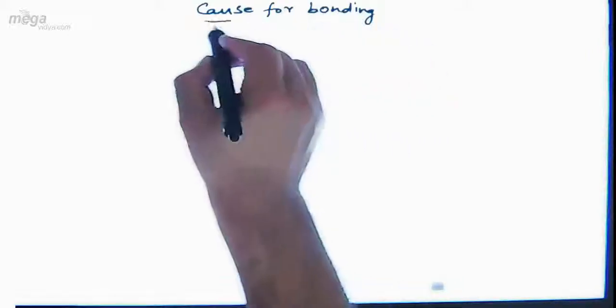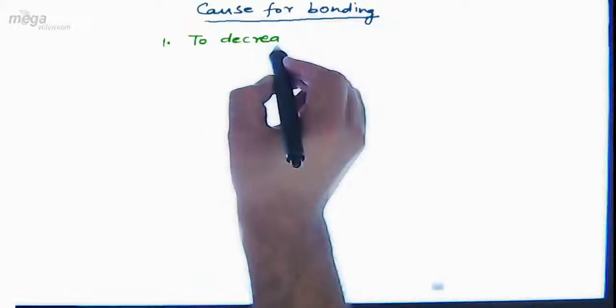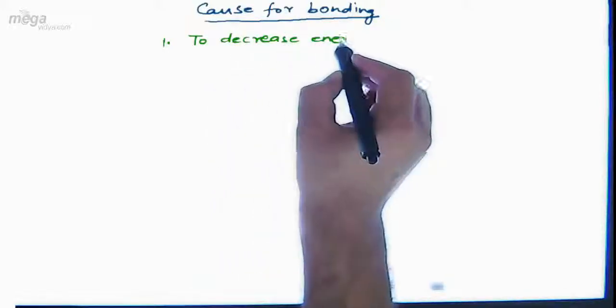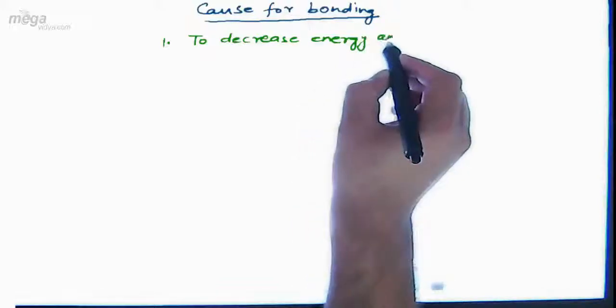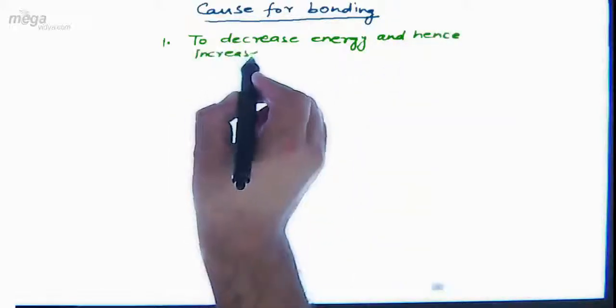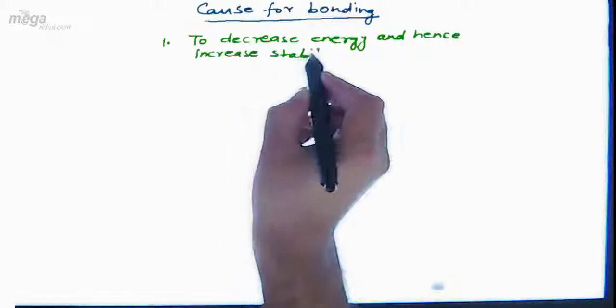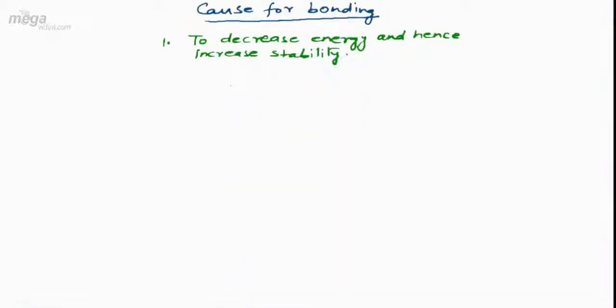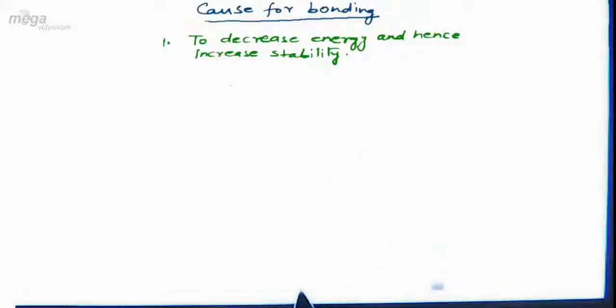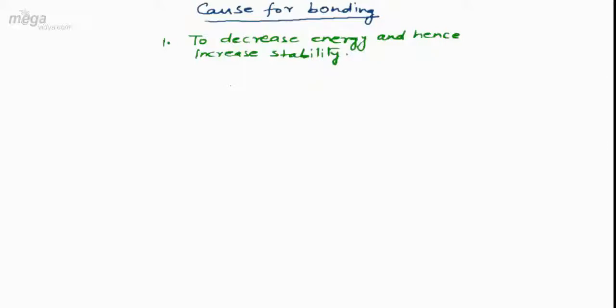The very first reason behind bonding is that during bonding, when the species approach each other, there is a decrease in the energy, and decrease in energy increases the stability. So the cause of bonding is decrease in the energy and hence increase in the stability. We can summarize here that species undergo bonding to decrease energy and increase stability. Now let's check out how during bonding energy is decreased and stability is increased.